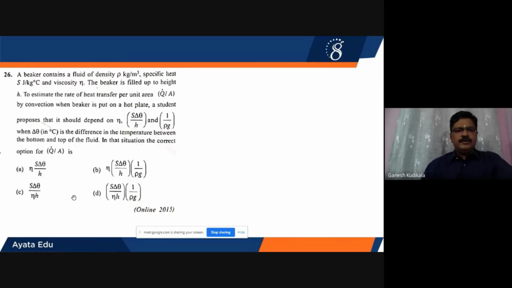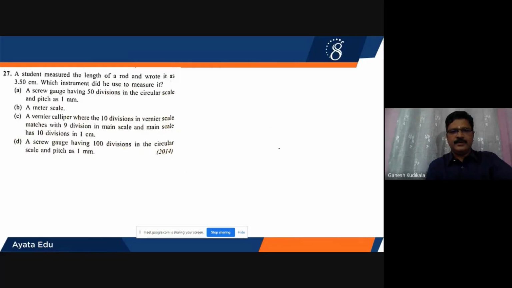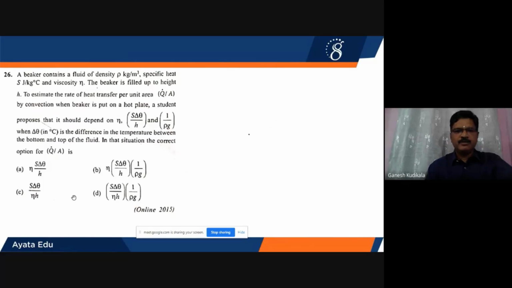Here, first of all, let us identify, we have to find out in terms of these parameters. First of all, we should know the dimension formulas of those parameters. Unless and until we know, we cannot proceed further. First, let us find out the dimension formula of eta.